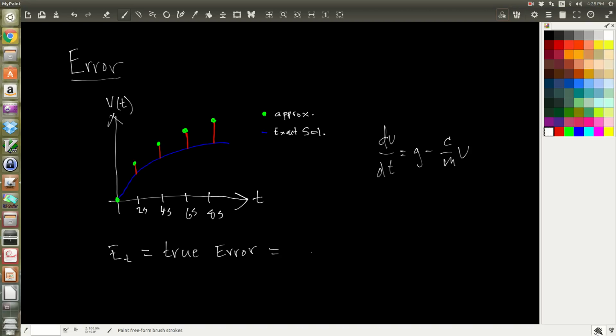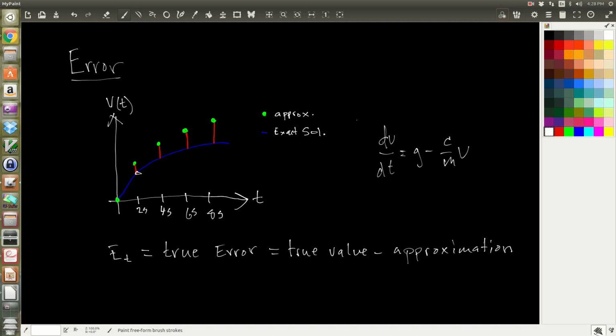It is equal to the true value, so the value of the exact solution, that's this value right here, the true value minus our approximation. Now in this case that value is going to be negative because our true value is less than our approximation in magnitude, so the error is going to be a negative value.